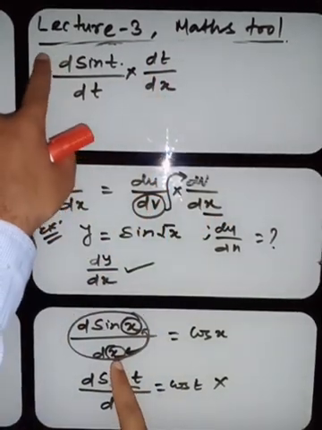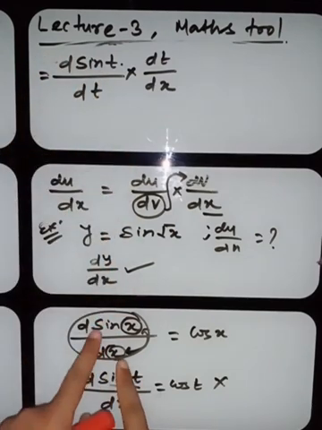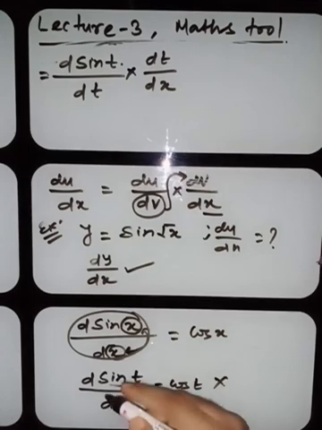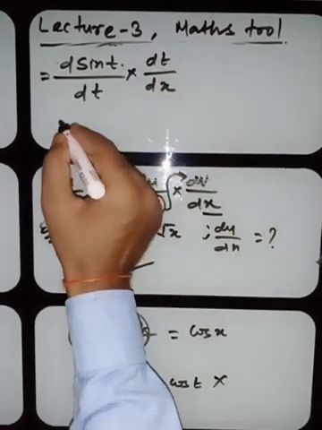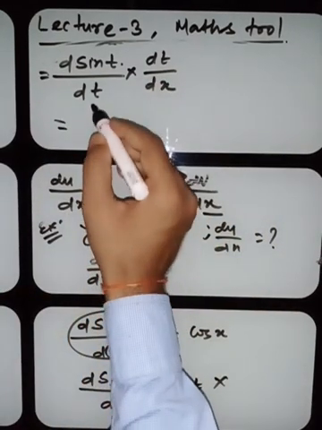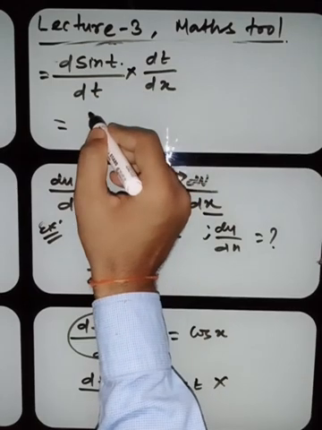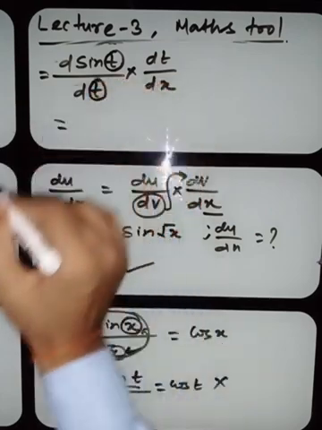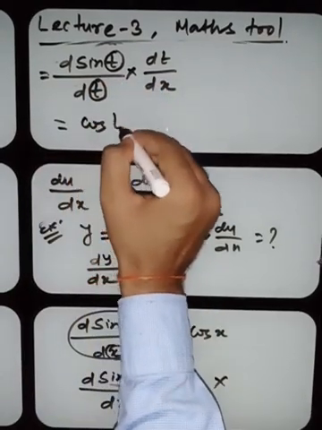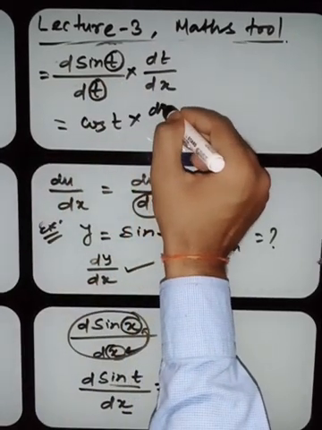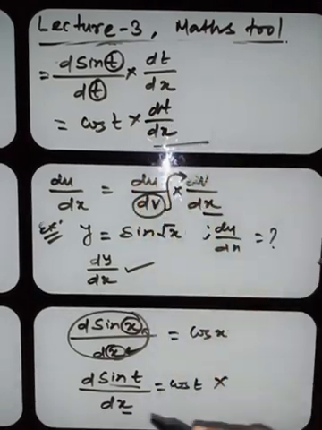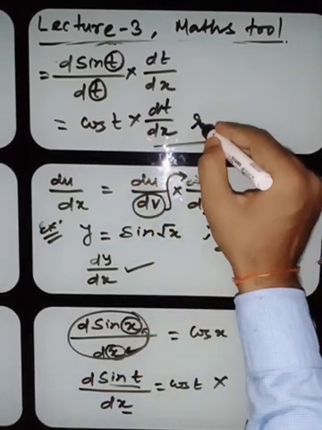Again you will have d sine t by dx. Okay, my dear student, now you can differentiate and you can write here d sine t by dt. Now you can see both the functions are same. It is t and it is also t, so it will be cos t. But here you have to write dt by dx only. You cannot do anything else. Okay, so this is the required answer.